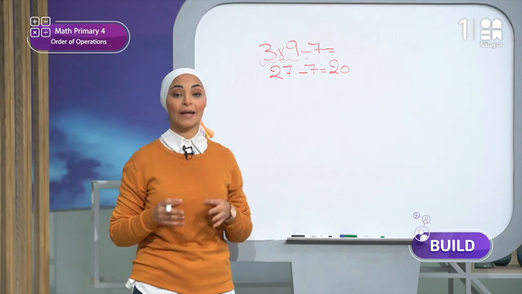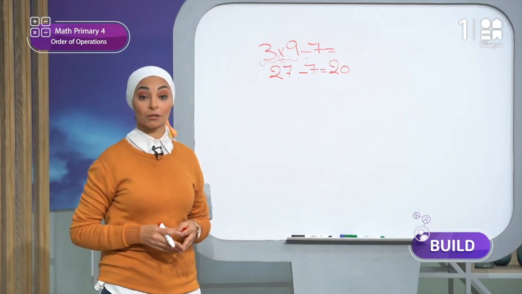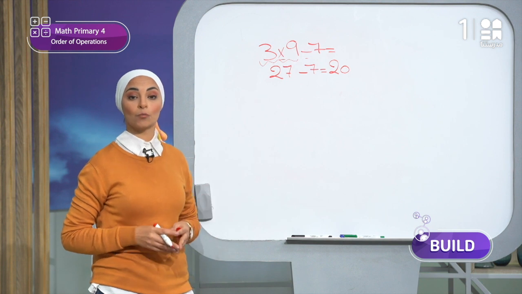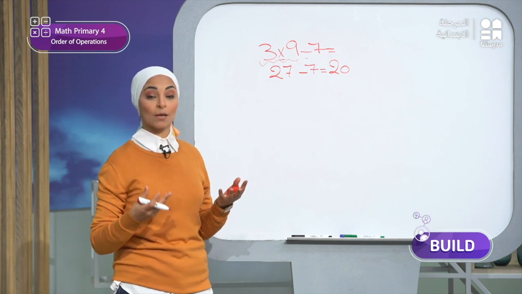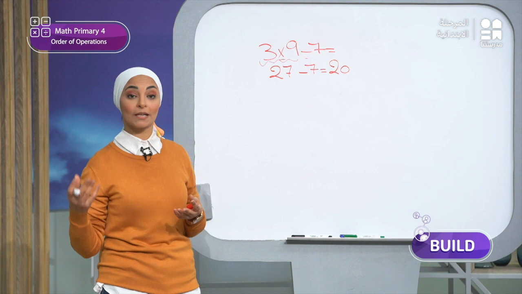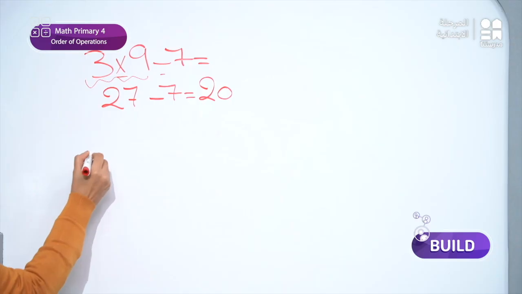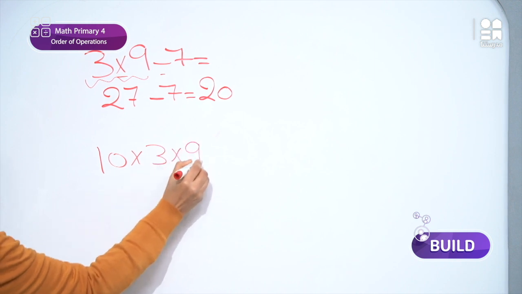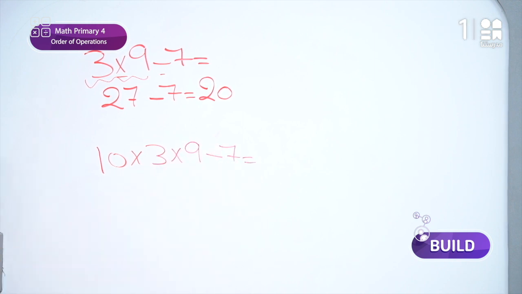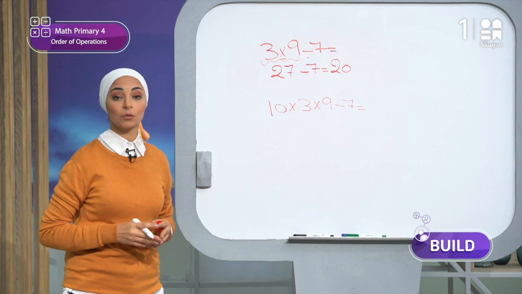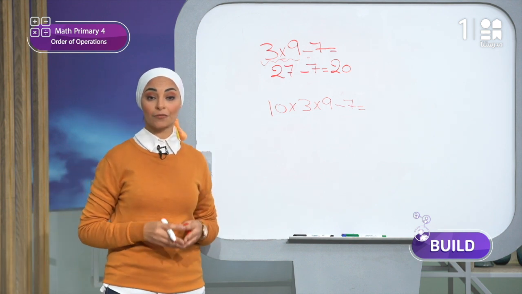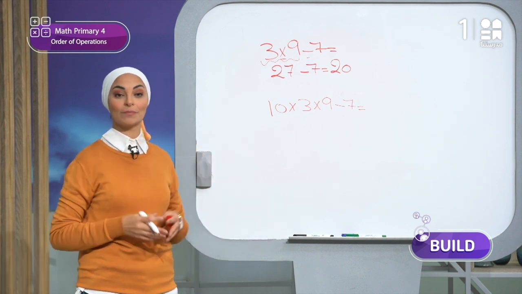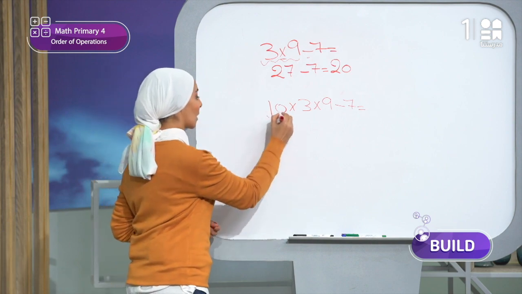Now, what if I added one more operation to this problem? The problem will be 10 times 3 times 9 minus 7. Let's write it together. 10 times 3 times 9 minus 7. Now, I will start with solving the multiplication first from left to right. So what do I start with? I start with 10 times 3.